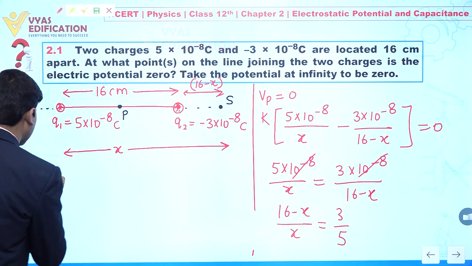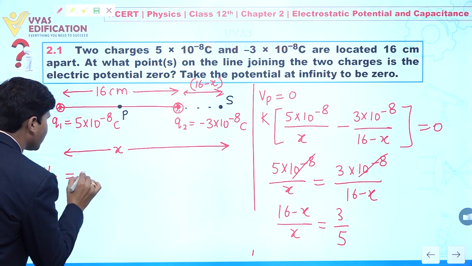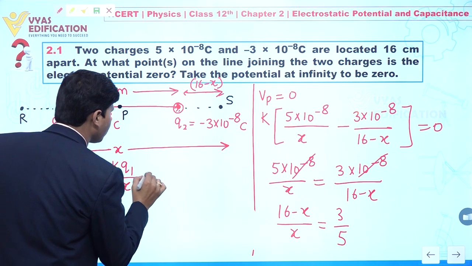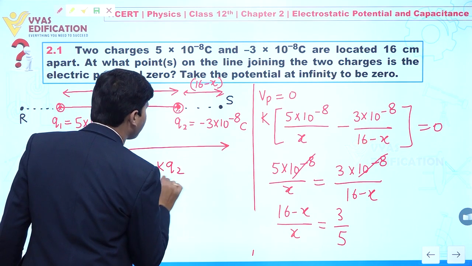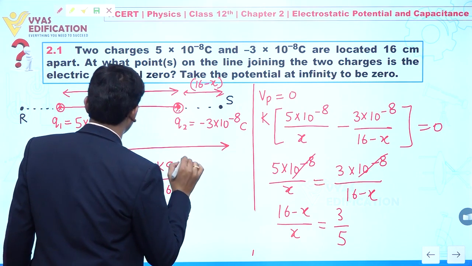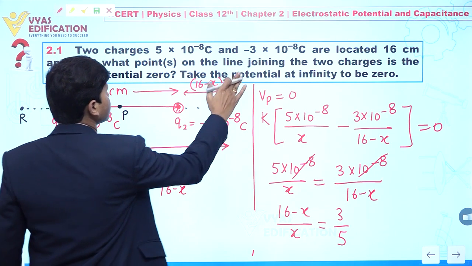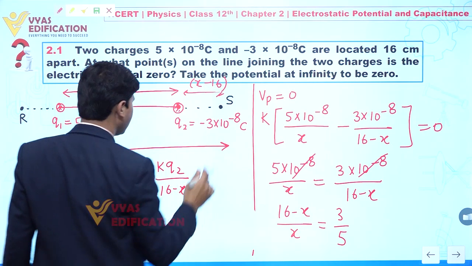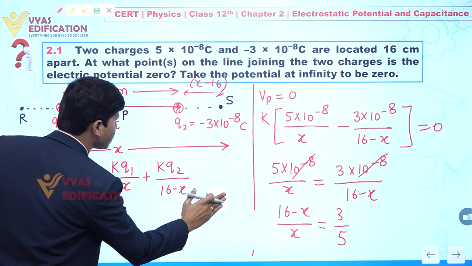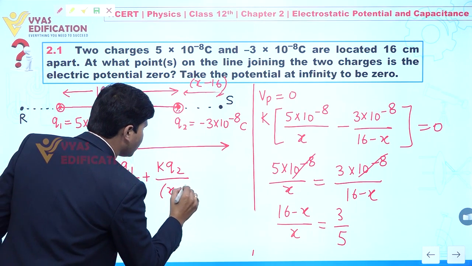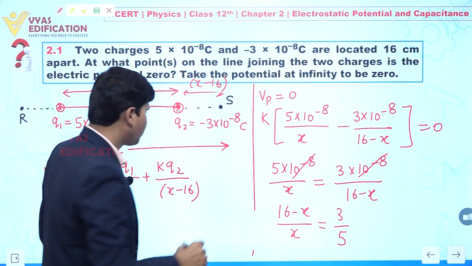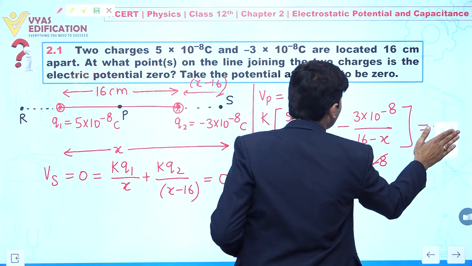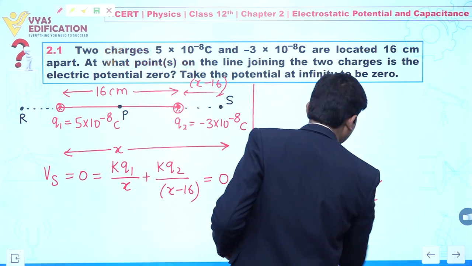Now we can write like this, Vs should be equal to 0, and this is kq1 upon x plus kq2 upon x minus 16, sorry, this is x minus 16, clear to everyone. Now we will put this equal to 0, clear. So now if we put all the values, how can we write?